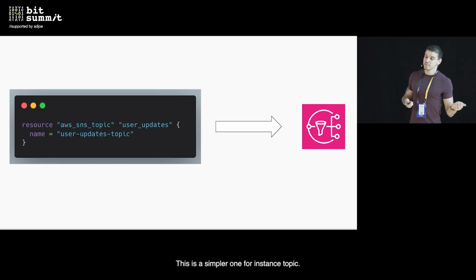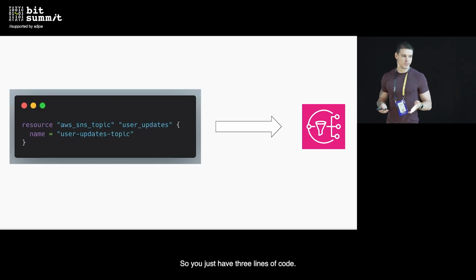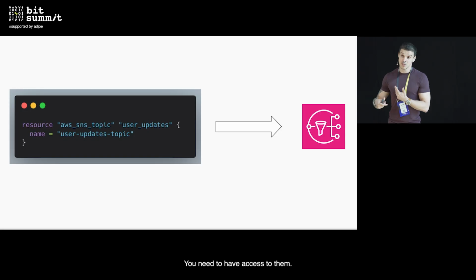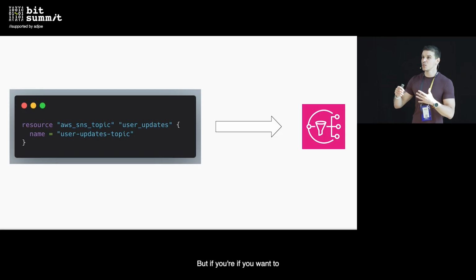This is a simpler one for an SNS topic. So you just have 3 lines of code. I mean, this is a simplistic way of saying that. Of course, you need to give permissions to the services that this SNS topic needs to have access to. But if you want to just see on the console, that's what you need to do.